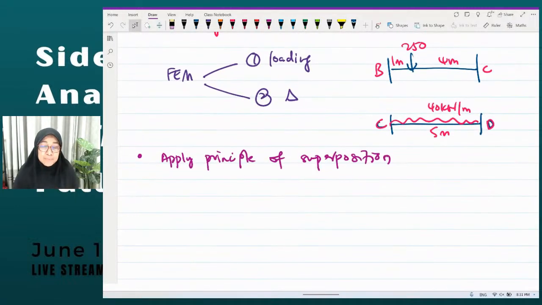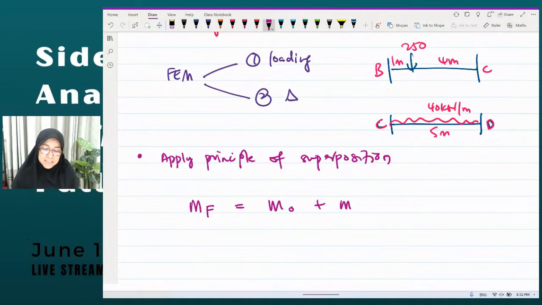We apply the principle of superposition because we want to find the final end moment. One is the end moment from external loading, the moment from FEM from external loading. So this is M naught plus M.